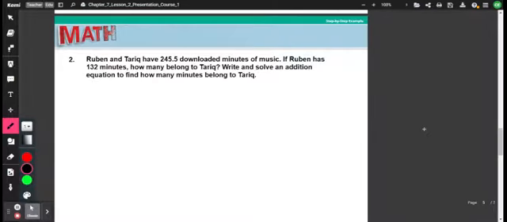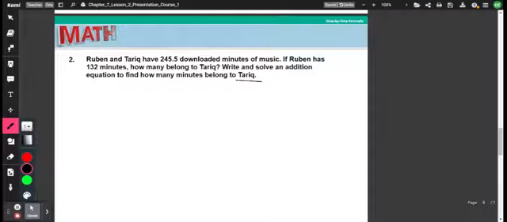Continuing on, if we look at number 2, which is on page 527, Ruben and Trey together have 245.5 downloaded minutes of music. If Ruben has 132, how many belong to, I'm going to call him Trey? Write and solve an equation. So we're going to find how many Trey has.